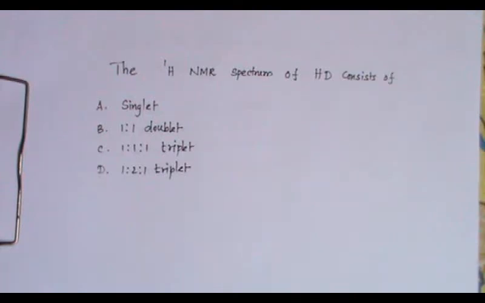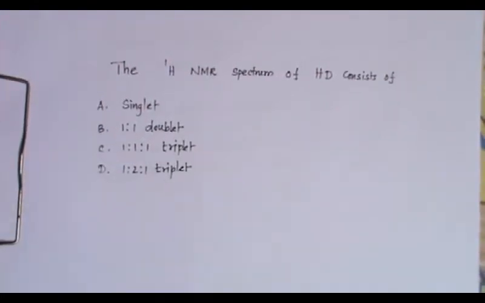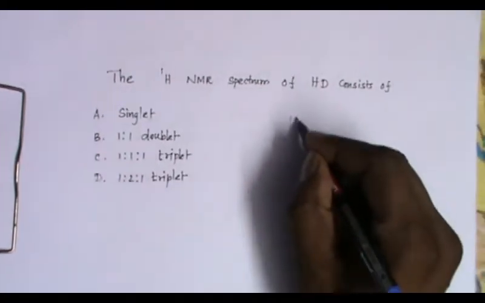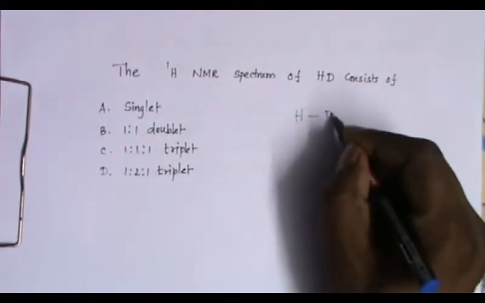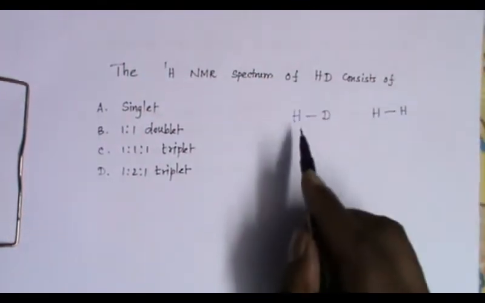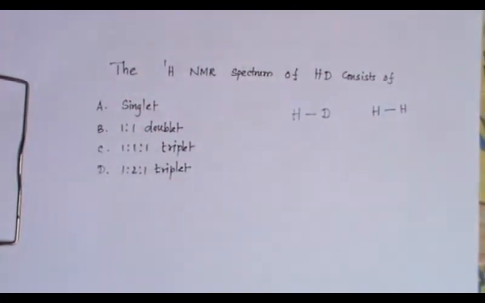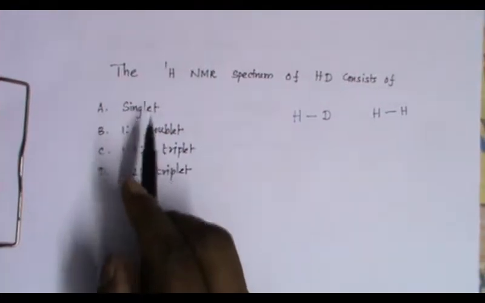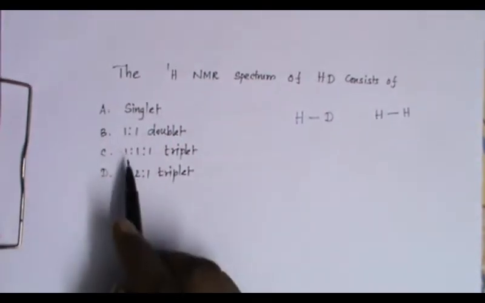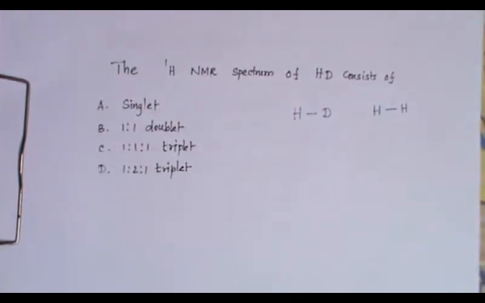This is a very simple problem based on NMR spectroscopy. The H1 NMR spectrum of HD consists of... HD is nothing but deuterated hydrogen molecule. Instead of H2 we have HD. One hydrogen atom is replaced with deuterium. The given options are singlet, 1:1 doublet, 1:1:1 triplet, 1:2:1 triplet. It is very simple. In no time you can solve this problem.